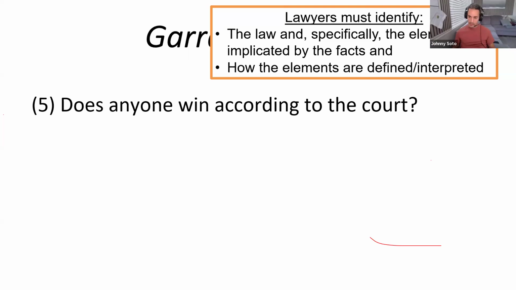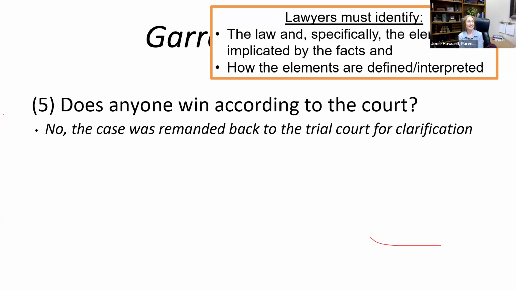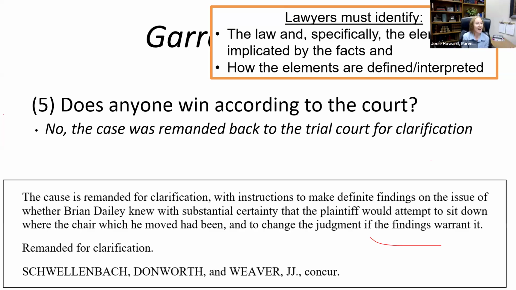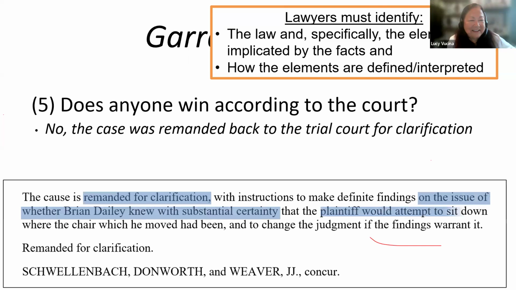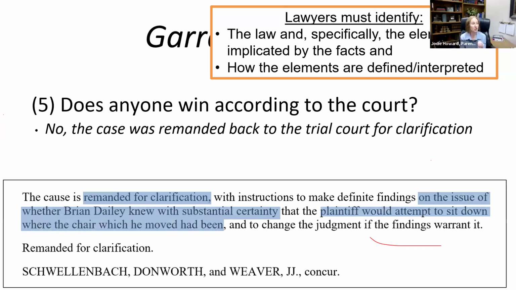Whether Brian had the knowledge, what is it? The knowledge of substantial certainty that the harmful bodily contact or apprehension would occur, based on what he did. Good, it was based on his action. Okay, and that's where we see this, Johnny. We remand for clarification on the issue of whether Brian Daly knew with substantial certainty that she would attempt to sit down where he'd moved the chair.